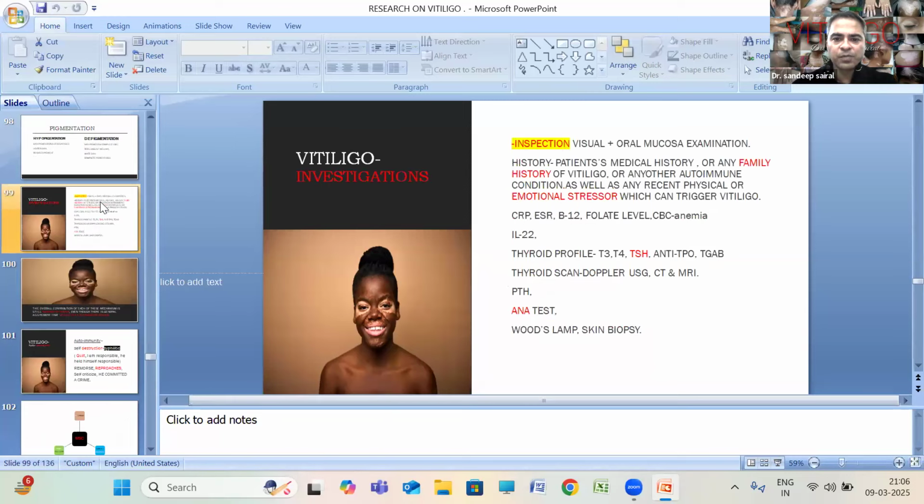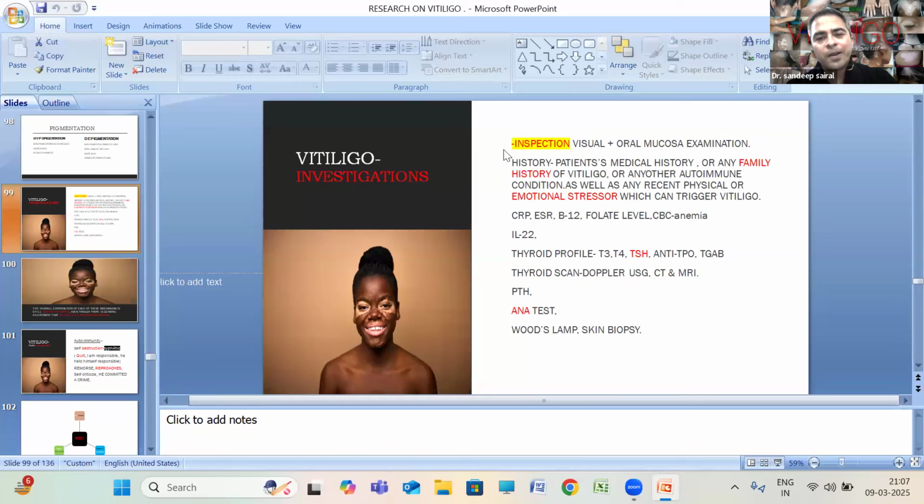Now, investigations. First, inspection: just by seeing, you can detect it's vitiligo. You need to see the mucosal region also, as sometimes you have vitiligo on the mucosal region. Ask the patient's medical history, whether they are suffering from any other medical condition like diabetes, anemia, thyroid, especially thyroid, which I have told you is the most common one. If they have, do a thyroid profile: T3, T4, TSH, anti-TPO test, thyroglobulin, thyroid scan, CT scan, MRI. For diabetes, HbA1c; for anemia, CBC, folate level, B12.